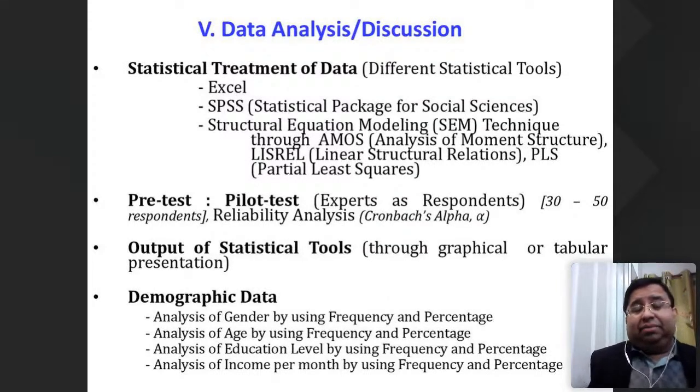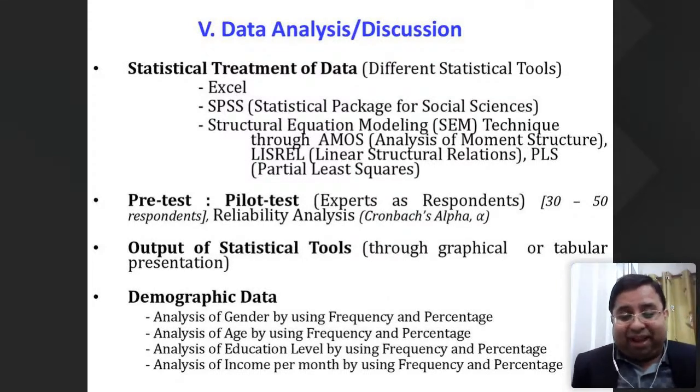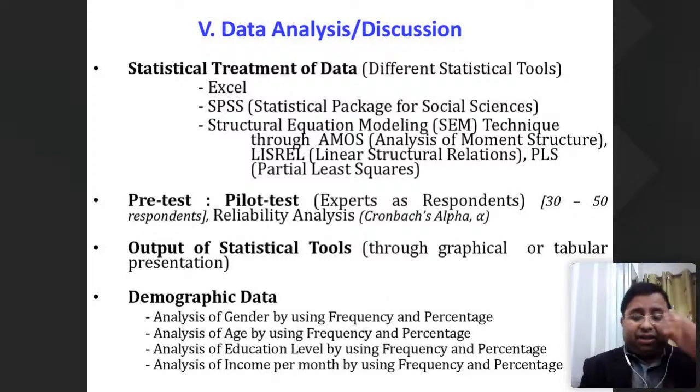And I suggest that you should apply structural equation modeling or something like that, rather than SPSS. SPSS is an old statistical tool. Okay. And then you have to mention the pre-test, pilot test, and it could be the experts' opinion. The pre-test or pilot test will be the expert opinion. And if you ask a number of respondents, it will be 30 plus, something like that. Okay. And for reliability analysis, you can apply the Cronbach's alpha value. You can apply that one.